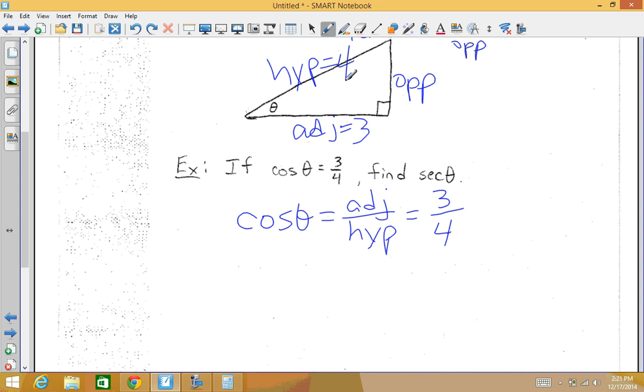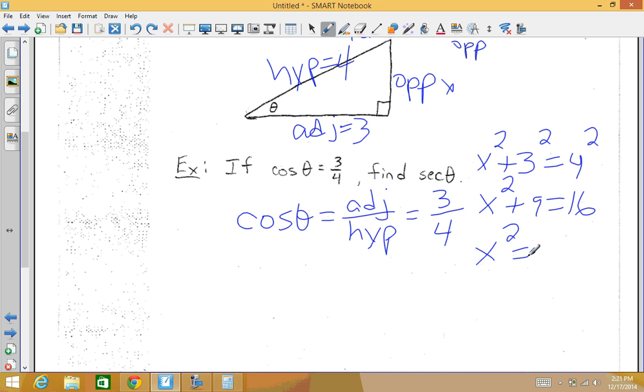To find the opposite side, we would do the Pythagorean theorem again. So let's say the opposite side we'll call x. So that's x squared plus 3 squared equals 4 squared. So x squared plus 9 equals 16. x squared equals 16 minus 9, which is 7. x equals the square root of 7.